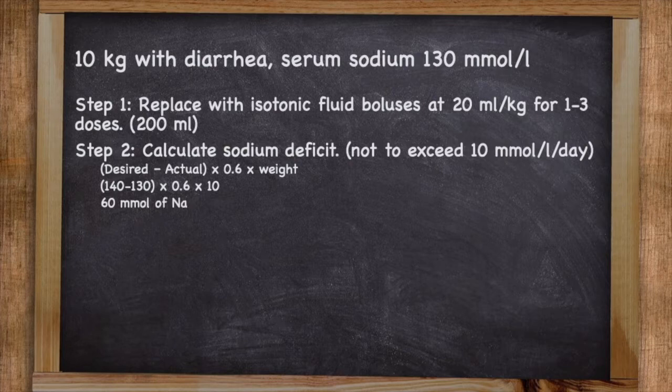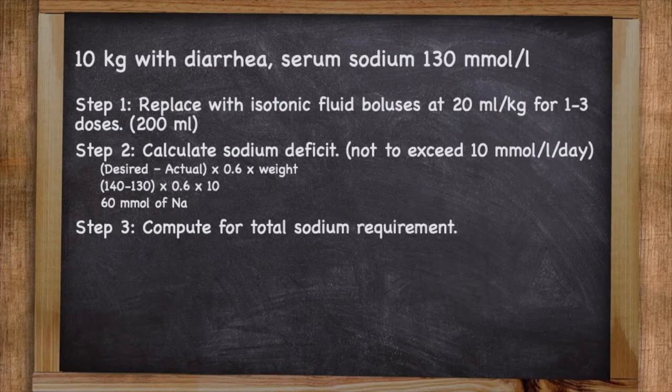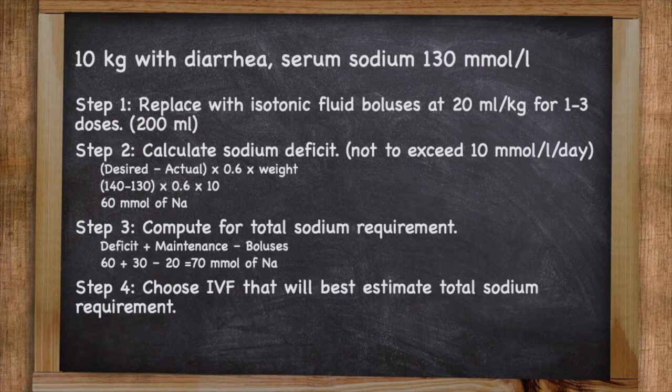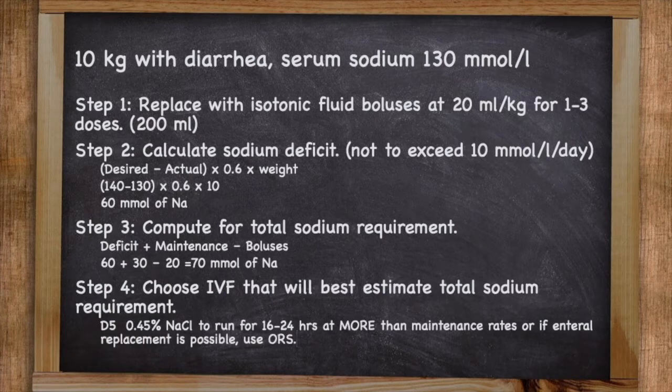Now step 3. Step 3 is we compute for the total sodium requirement of this patient. That is your deficit plus your maintenance minus the boluses given. In this case, it's 60 plus 30, which is 3 mg per kilo per day, minus 20, we get our value of 70. And step 4, we choose the IVF that will best suit this sodium requirement. In this case, it is your half-normal saline to be given at more than maintenance rates, or if possible, ORS.